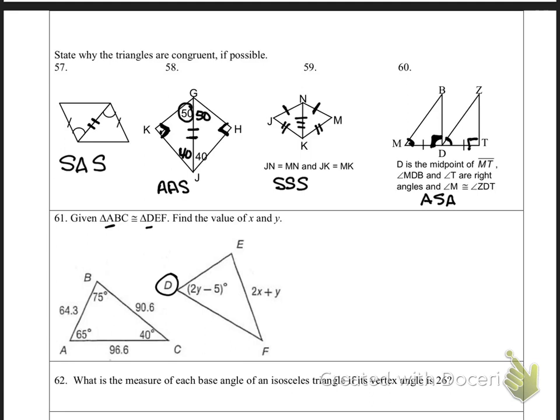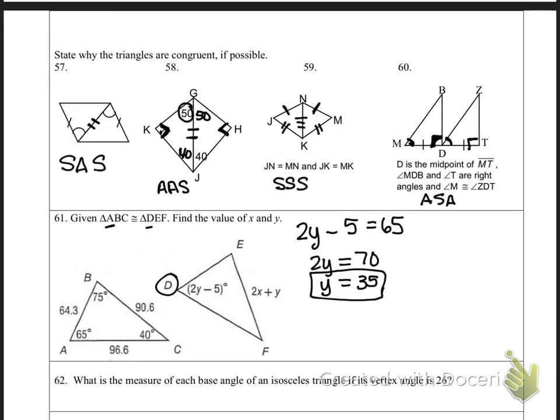Since I want to find y, I'm just going to set those two equal to each other because they have to be equal since they're corresponding. So 2y minus 5 is equal to 65. I'm going to say 2y is equal to, add 5, 70. So y is equal to 35.